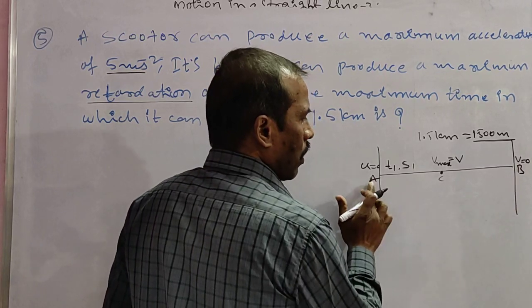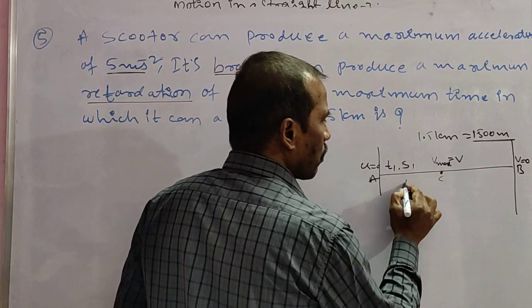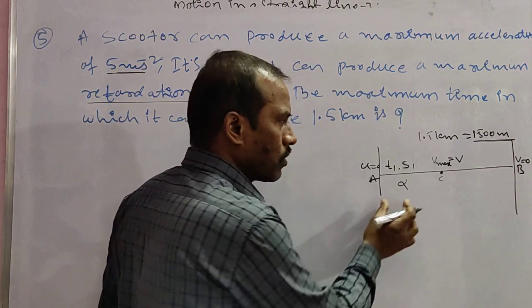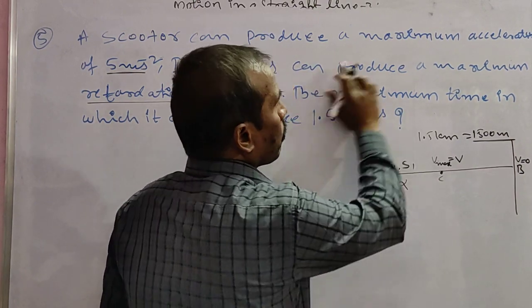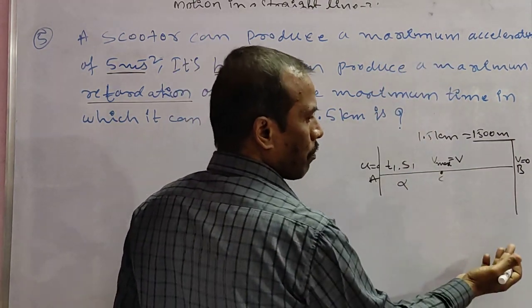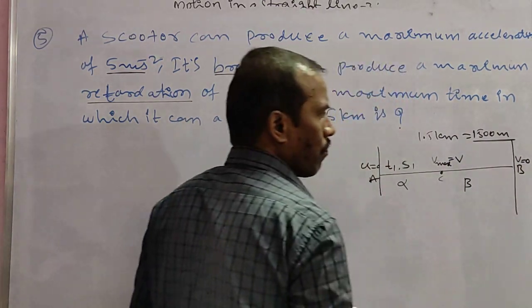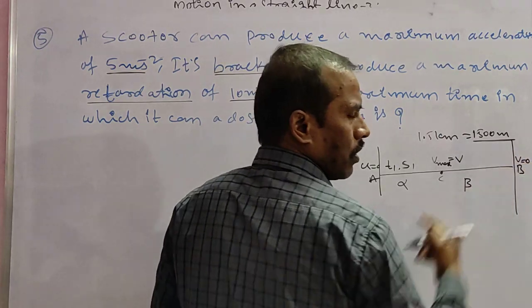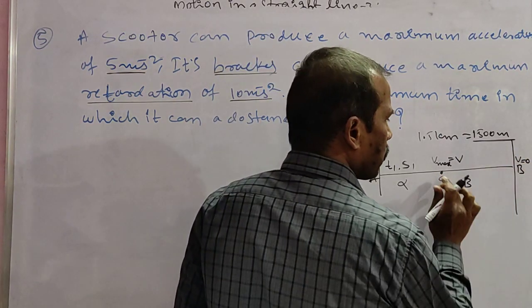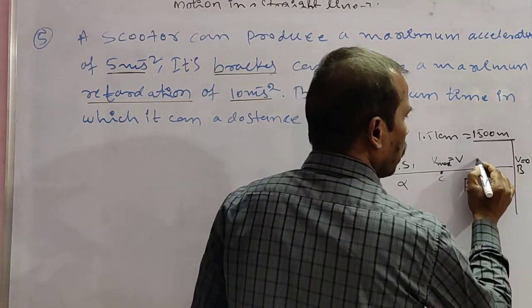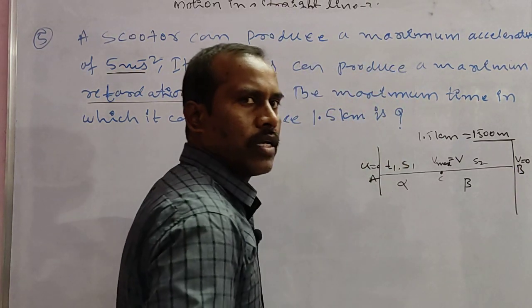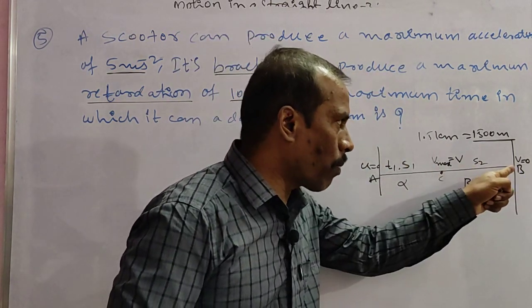The maximum acceleration from A to C is, for example, alpha. So this is the first maximum acceleration. Next, after brakes, the retardation is, for example, beta. Here the final velocity is 0. The displacement from C to B is, for example, S2. Then the time taken to reach point B.